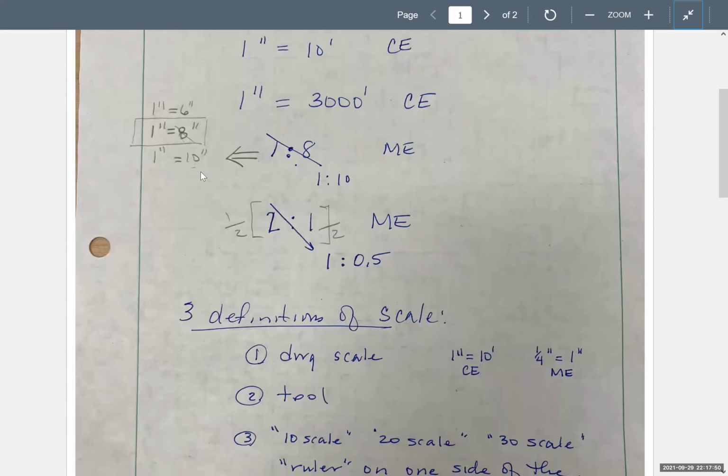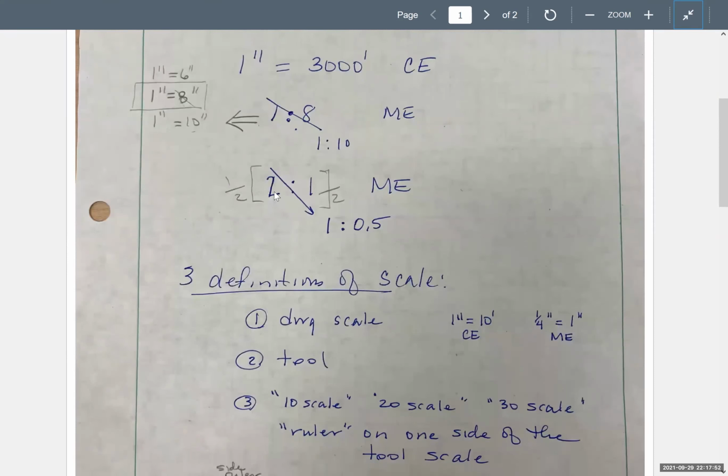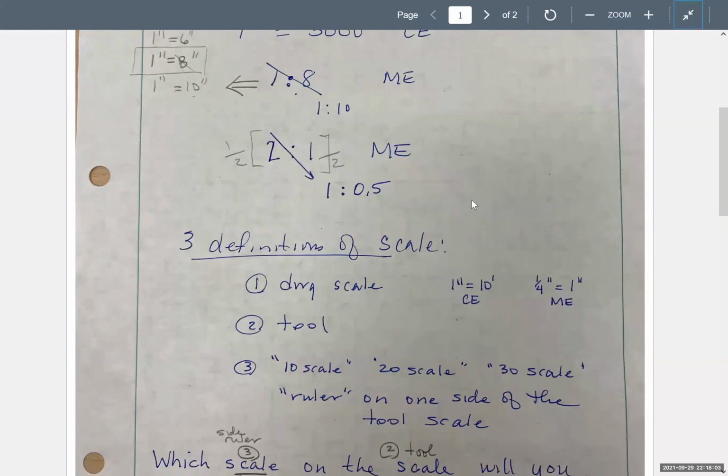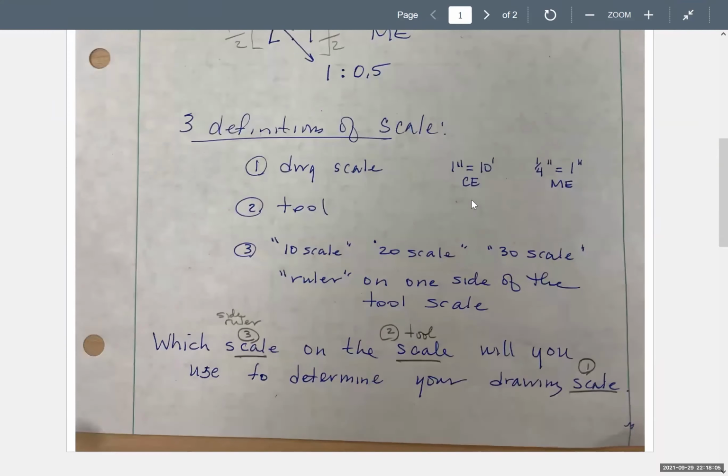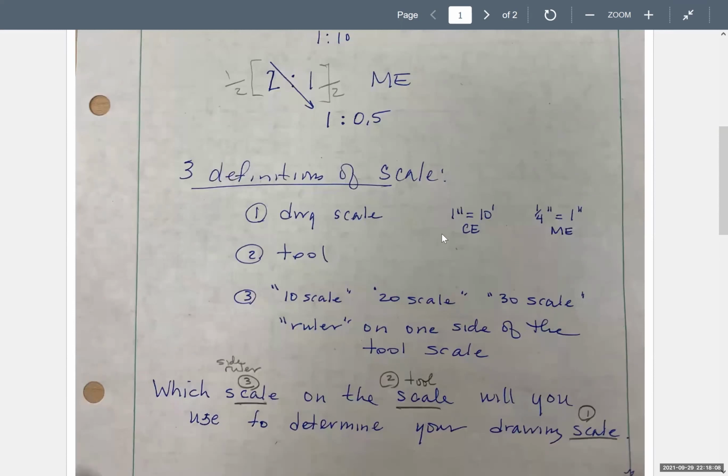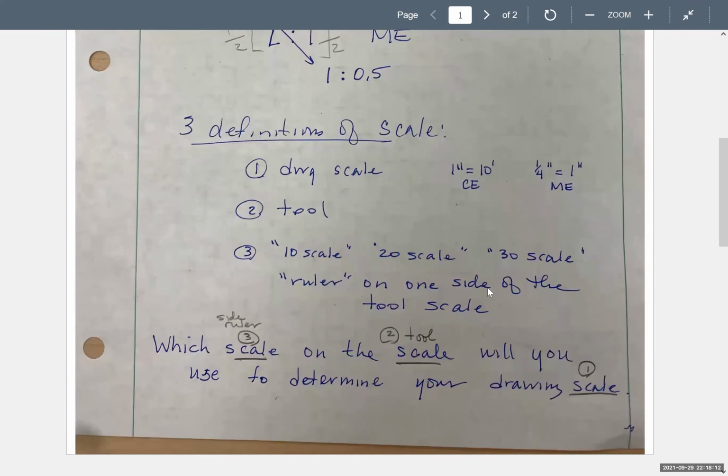Okay. And then Jason, 2 to 1 is ME2, right? But when we go to use the tool, we have to convert it and we have to make sure 1 is on the left side. So we divide by 2. That's right. Great. Okay, so we have 3 definitions of scale. 1 is what the drawing scale is. 2 is the tool. And 3 is the ruler. It's called 10, 20, 30 scale.